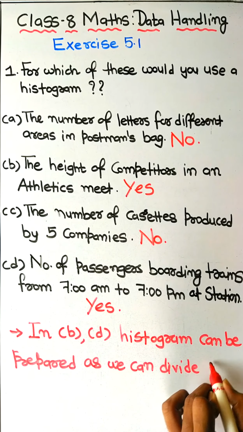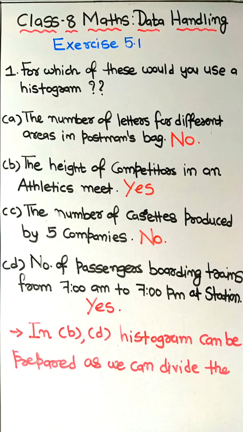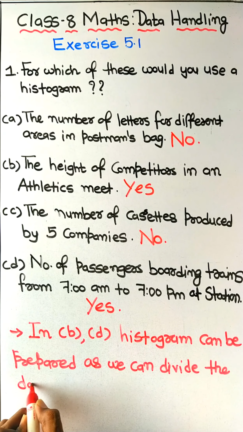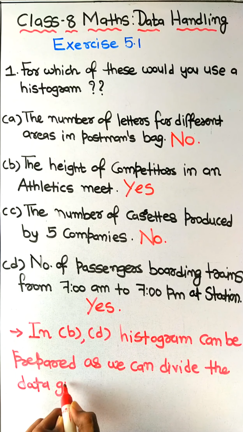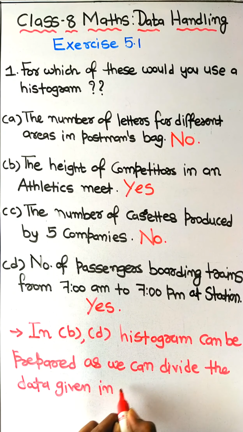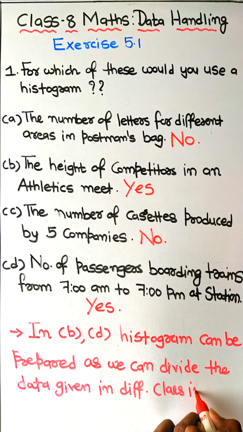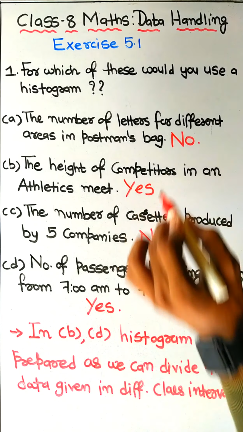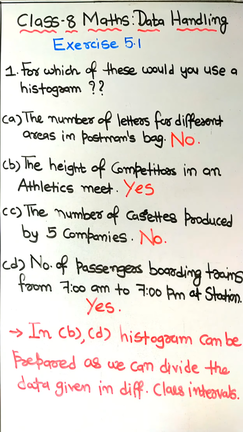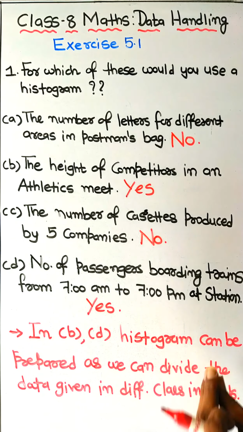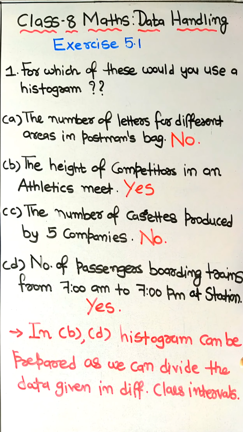divide the data given in different class intervals, right? So wherever the answer is yes, we will write this reason, and wherever the answer is no, we will just write the opposite. So we cannot divide the data into different class intervals, right?